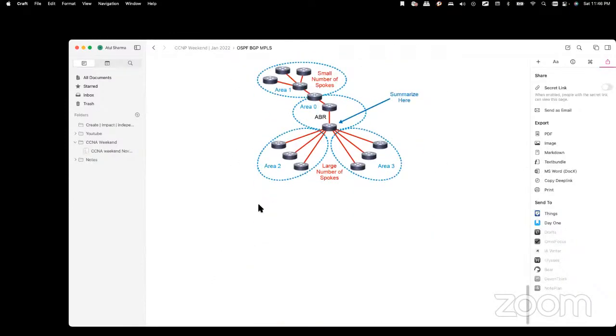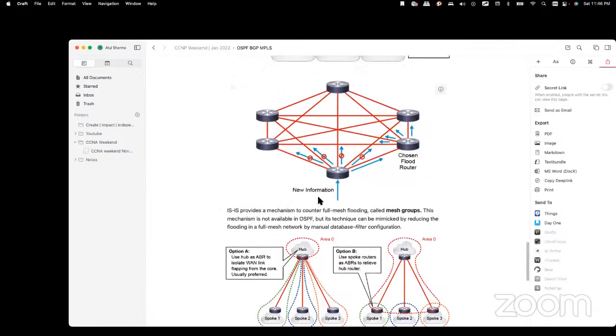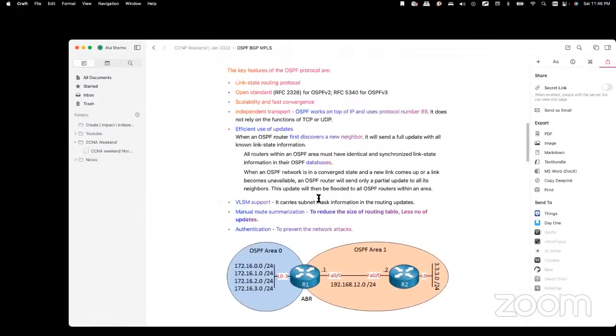My question was, sir, OSPF basically comes under the enterprise infrastructure part.